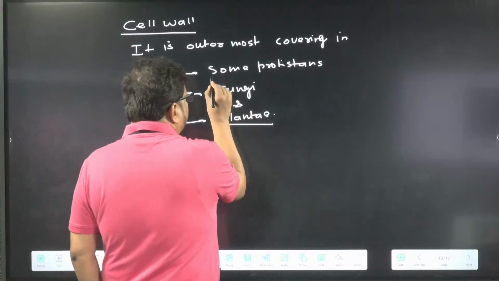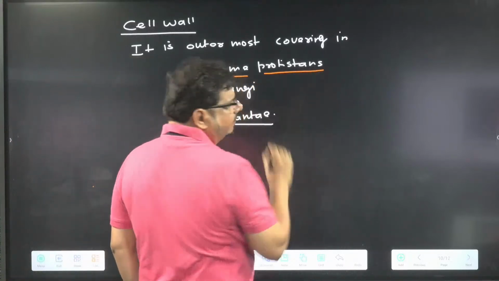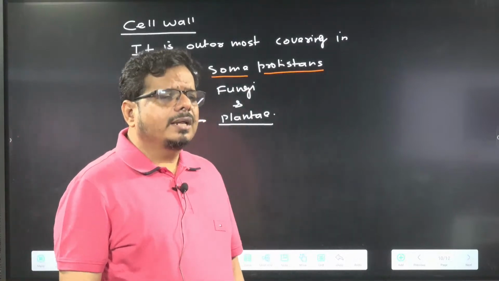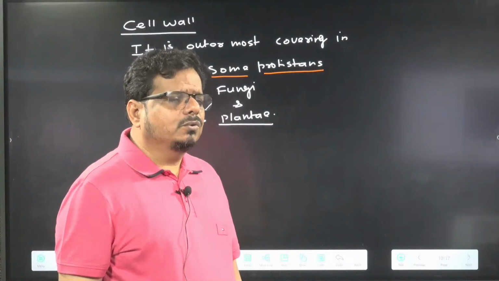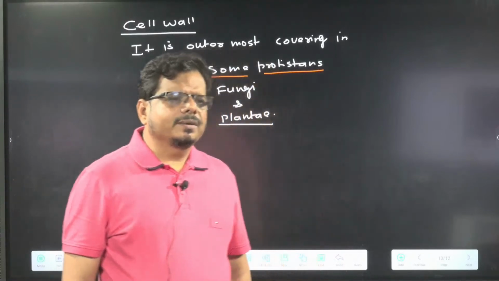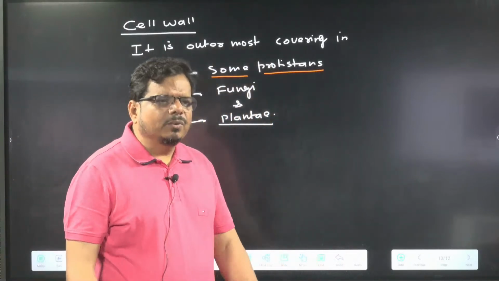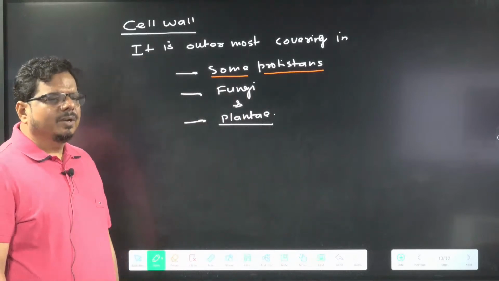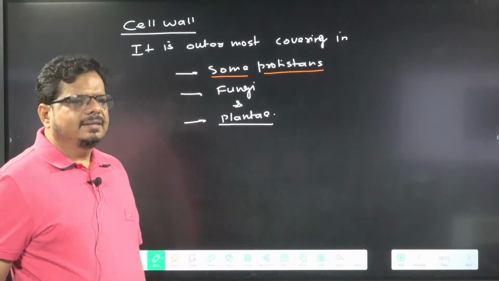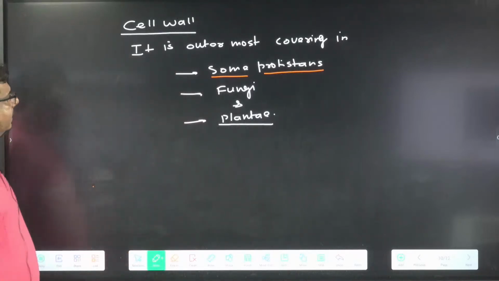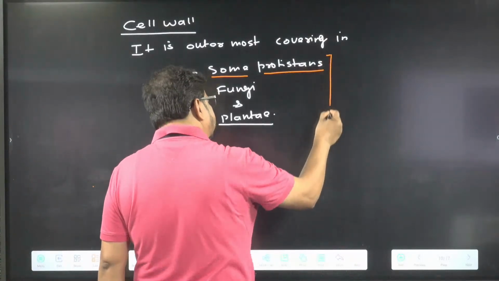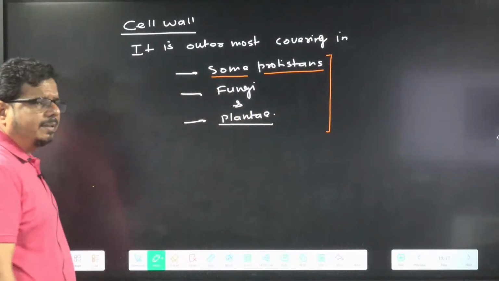And why I wrote some protists, there is a reason. Some protists don't have a cell wall, like protozoa. Slime molds don't have a cell wall. Euglenoids don't have a cell wall. The cell wall is present in diatoms, that is chrysophytes, and dinoflagellates. Understanding the idea or not? So these are the occurrences of the cell wall, where the cell wall is present. Did the picture come to mind?